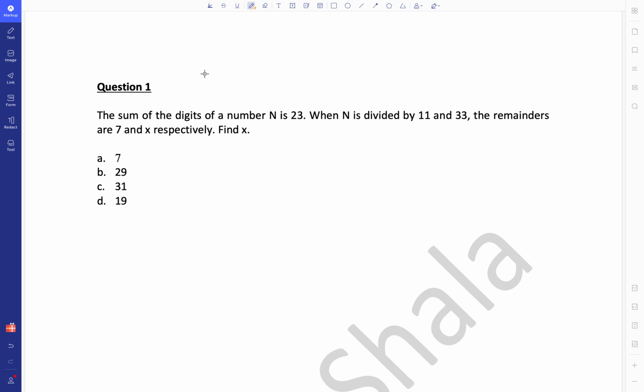Similarly, the remainder of 3 can be found by adding all the digits, taking the sum, and then taking the remainder of this sum with 3. So the remainder of n with 3 will be the remainder of 23 with 3, which comes out as 2. Now we know that the remainder of n with 3 is 2, and the remainder of n with 11 is 7.